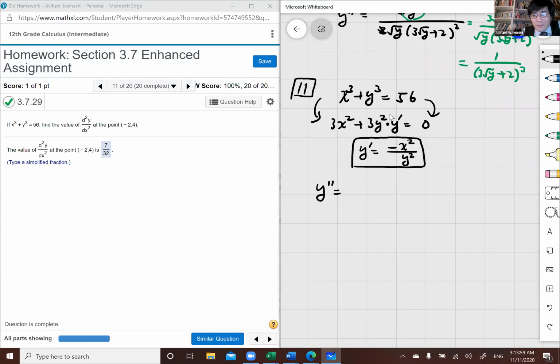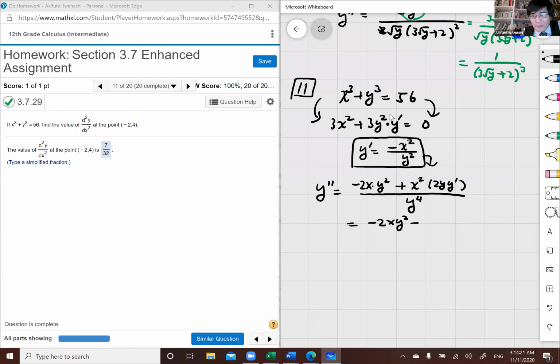Now you want to use the quotient rule. Denominator squared, derivative of the top times the bottom minus the top times the derivative of the bottom, which is 2y y dash. So it's going to be minus 2x y squared plus 2x squared y dash over y to the power of 4th.